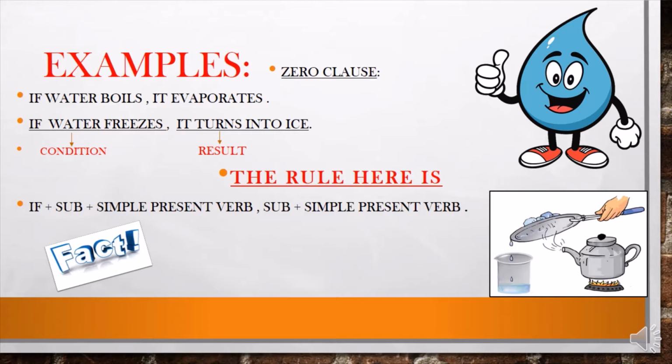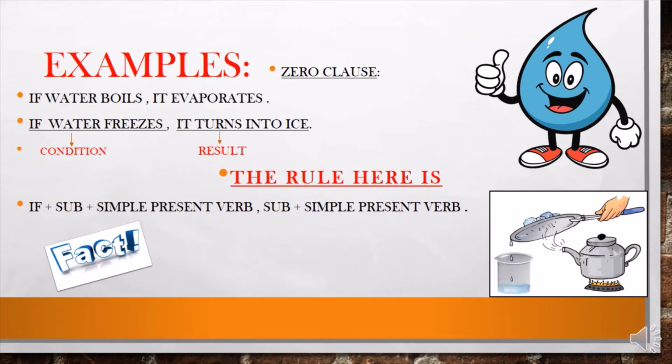What is a zero condition? In this case, we are talking about scientific facts only, and in any scientific fact, we cannot change the facts. That's why we call it zero condition. Now here we have two examples. Number one, if water boils, it evaporates. If water freezes, it turns into ice.